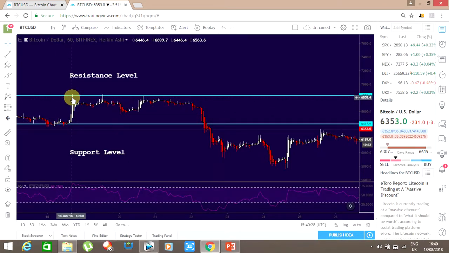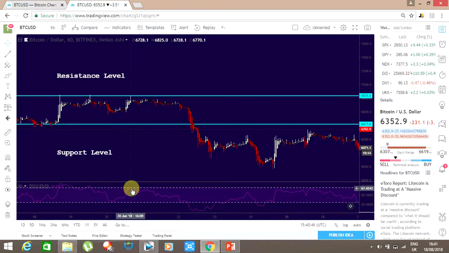We have a wick rejection here. As I said, massive volume spike here. Bulls trying to bring the price above this resistance level. They can't. The bears bring it straight back down. So that's 1 touch, 2 touch, 3 touch. So this is a strong resistance level.